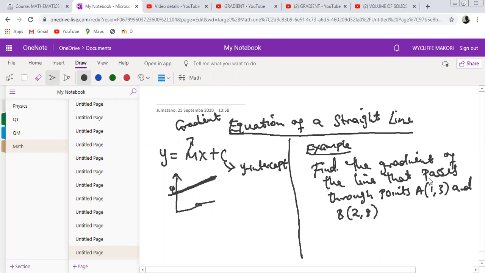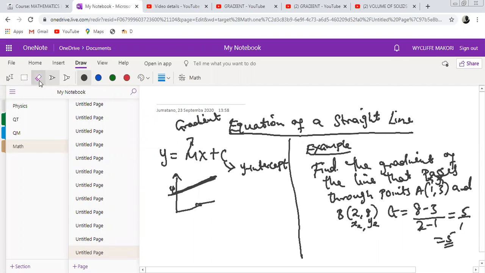Simply note that this is going to be x1, y1. This is x2, y2. Therefore, gradient will be equal to y2 minus y1, so it is 8 minus 3, over x2 minus x1, which is 2 minus 1. You will find this is going to be 5 over 1, which is actually 5. That is the gradient for that particular line.